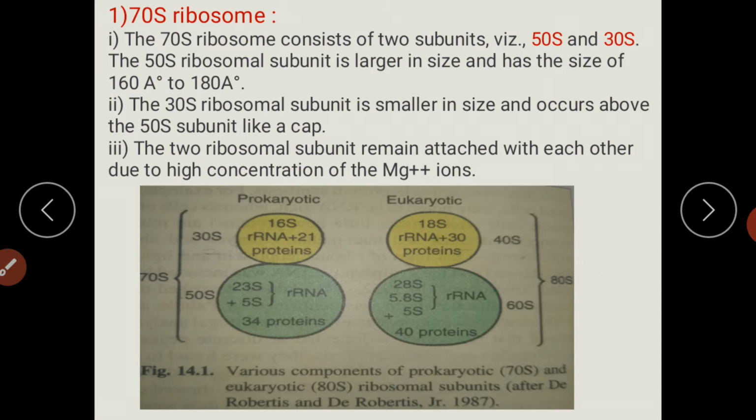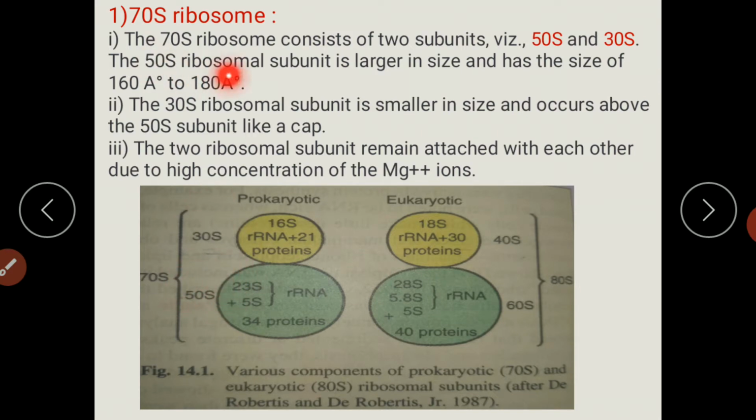Let's see the structure of the 70S ribosome. The 70S ribosome consists of two subunits, 50S and 30S. When we isolate the entire prokaryotic ribosome, it is called a 70S ribosome. But when we separate the two subunits, the larger and the smaller, they appear as 30S and 50S. The smaller one is 30S and the larger one is the 50S subunit.